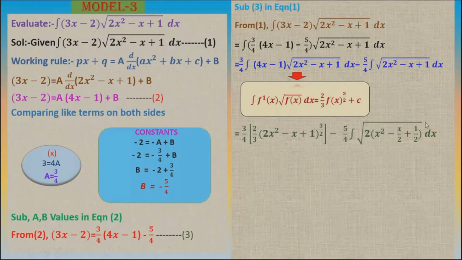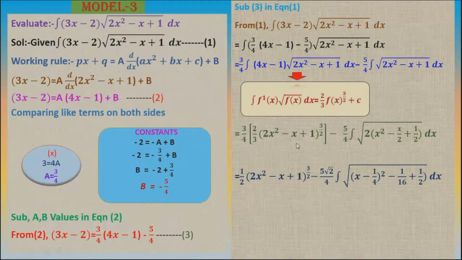Right. So in the first term here, 2 1s are 2, 2 2s are 4, and 3 3s cancel. Now what is the coefficient? 1 by 2. So it becomes 1 by 2 into (2x square minus x plus 1) whole to the power of 3 by 2. Minus, in the second term from the root I am taking 2 outside. So it becomes minus 5 root 2 by 4 into integration of root over, now I am converting this one into complete square form.